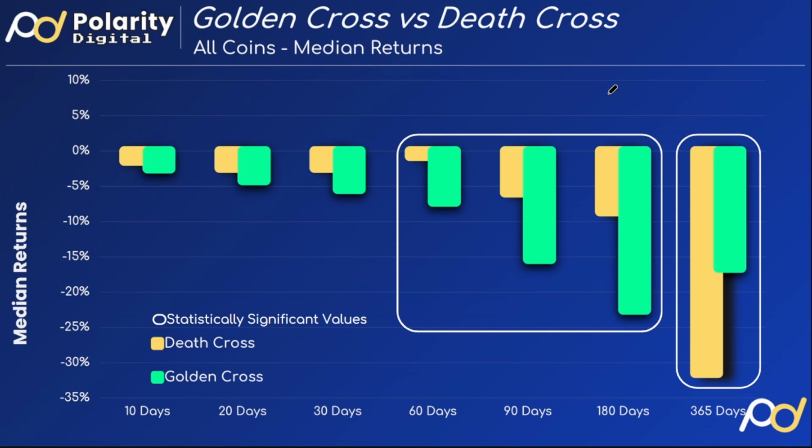There are two striking things here, obviously. The first is that no matter whether you're looking at a Golden Cross or a Death Cross, the returns are negative. The second is that across 10 days all the way up to 180 days, they're both negative, but relative to the Golden Cross, the Death Cross has significantly higher returns. That is not true, however, at the 365-day time span, where you see a marked flip. The Golden Cross at the 365-day level is around negative 17% returns, whereas for the Death Cross you're expecting around negative 33% returns.